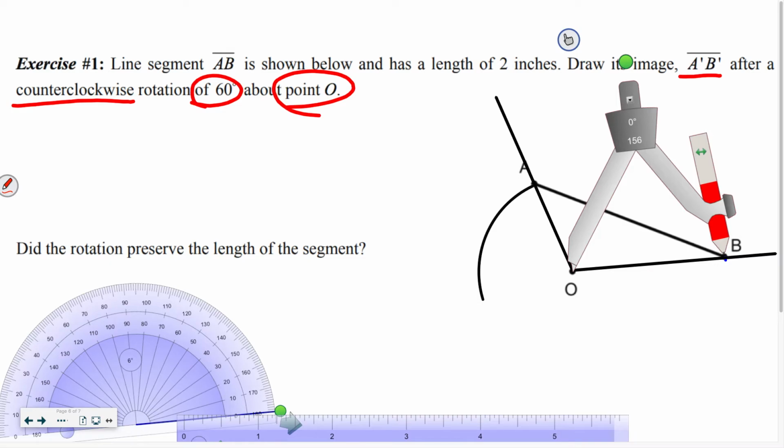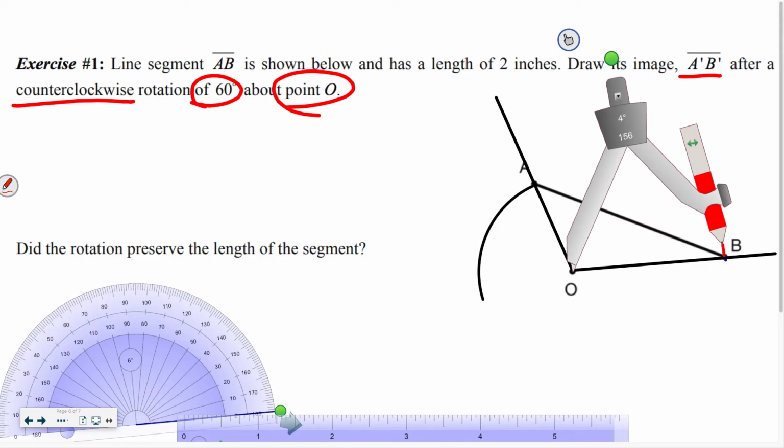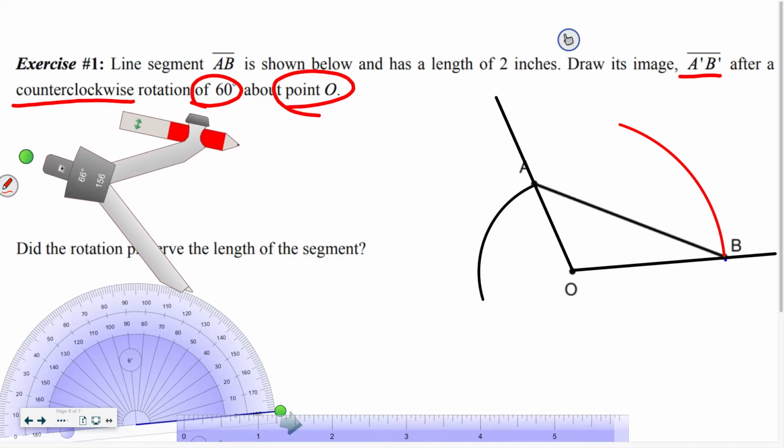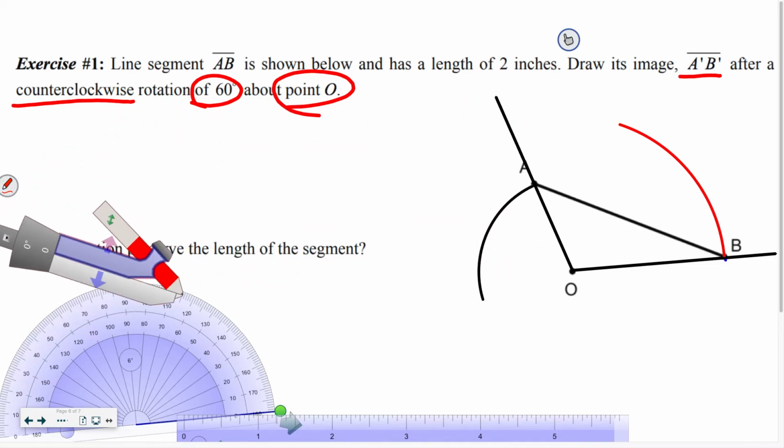So let's see this. OB is going to rotate counterclockwise, 60 degrees. So counterclockwise, 60 degrees. There. Maybe 60 degrees is up there somewhere. Now, I'm done using my compass. Hey, that was fun. Bye, compass.